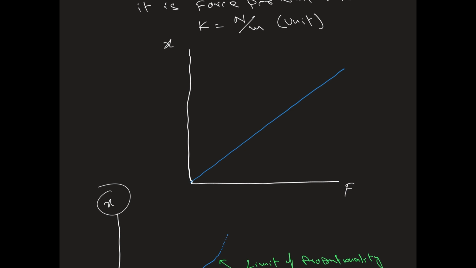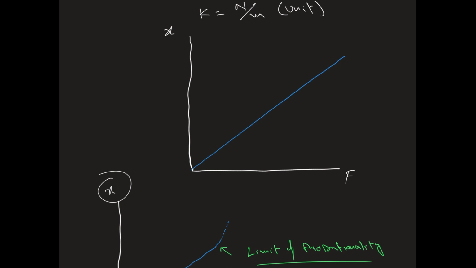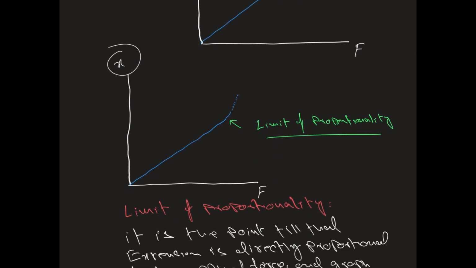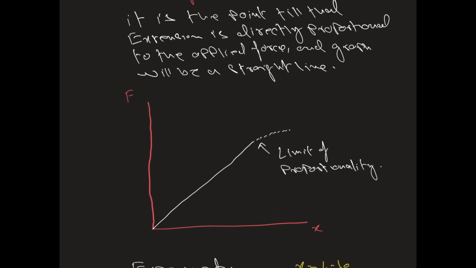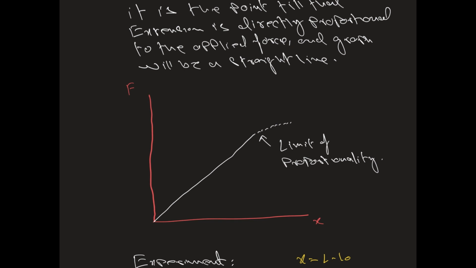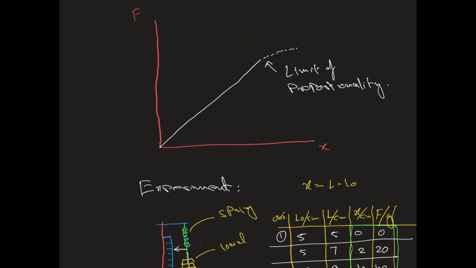The extension and force graph will be a straight line that passes through origin, because these quantities are proportional to each other. After that point, the graph will no more be a straight line. This point is known as the limit of proportionality. What is the limit of proportionality? It is the maximum point till which extension and load are proportional to each other, and the graph follows Hooke's law. Beyond this point, the line will not be a straight line. Remember that after the limit, the graph will bend towards the extension, whether the extension is on the x-axis or y-axis.